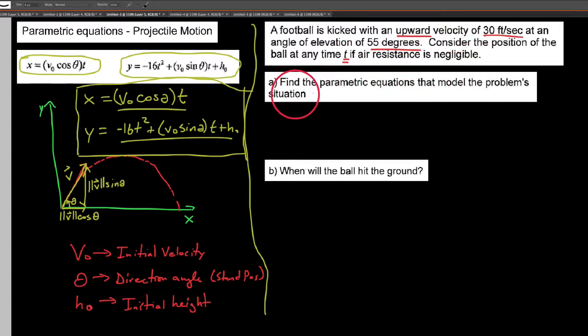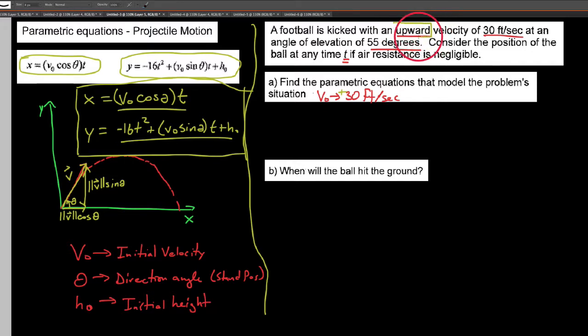So the first thing we always want to do is come up with our parametric equations to describe or model the situation. Some things we want to write down. First of all, I know that my initial velocity is 30 feet per second, and one thing we want to say about this is it is positive. Now, why do you say positive? Well, I do want to point this out.